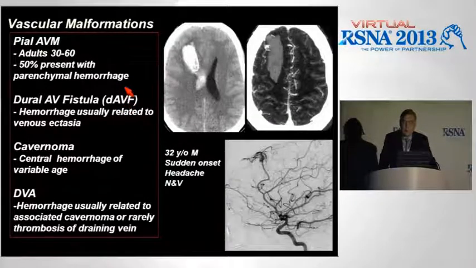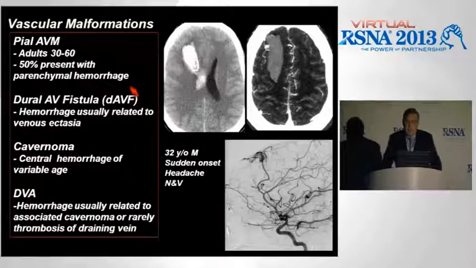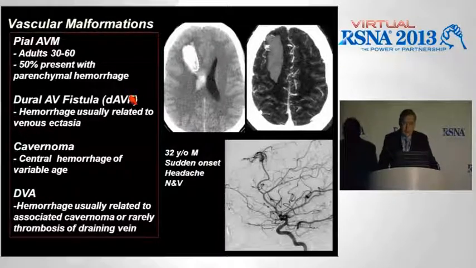We're going to move through vascular malformations. This accounts for about 11% of all spontaneous intracranial hemorrhage. Vascular malformations typically present in the age range from 30 to 60. 50% present with parenchymal hemorrhage. With dural fistulas, usually the hemorrhage is related to a venous ectasia. Cavernomas have central hemorrhage of variable age. And developmental venous anomalies rarely hemorrhage, but when they do, there's usually an associated cavernoma or thrombosis of the draining vein from the DVA.